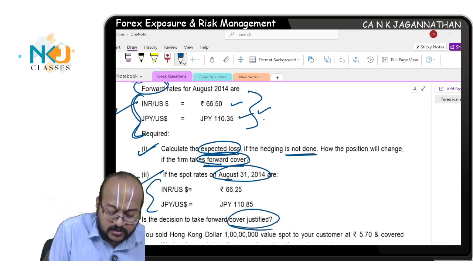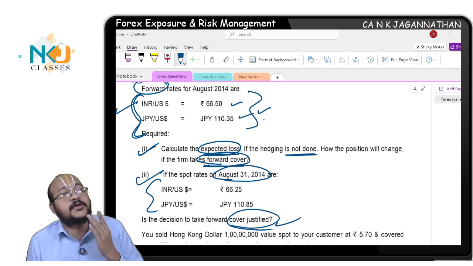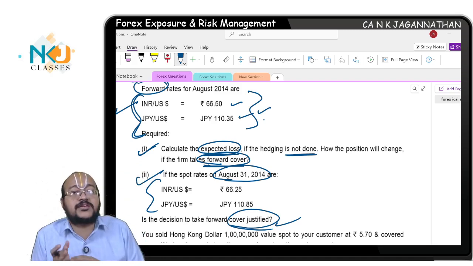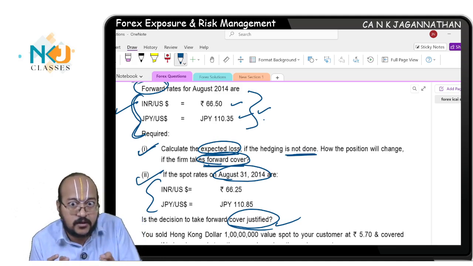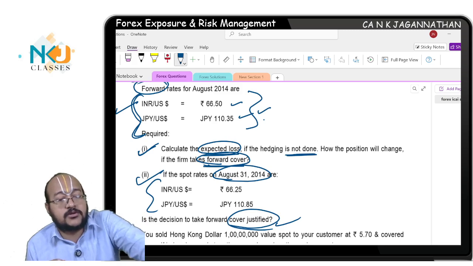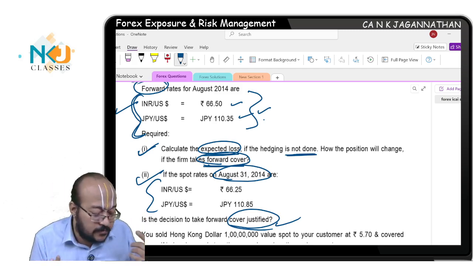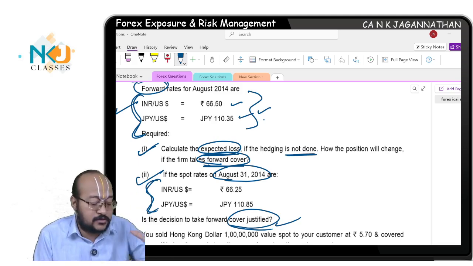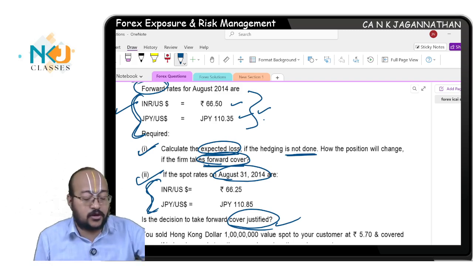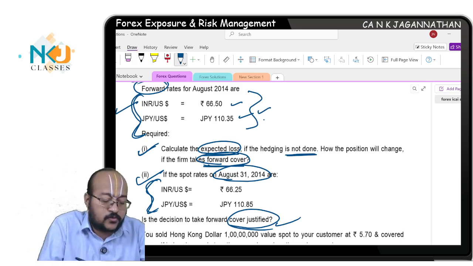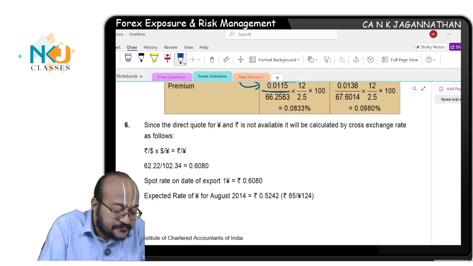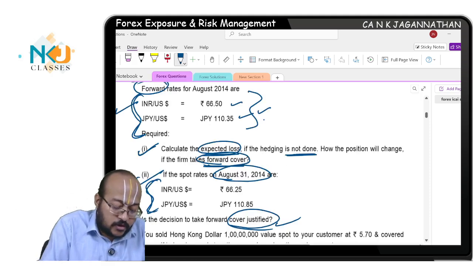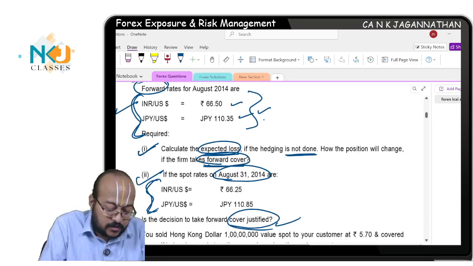is the decision to take forward cover still justified is what the question is asking. Which means you have already taken forward cover, but earlier you compared with the estimated number. This is just estimation. Really, on the date of maturity, the spot price could be something different. Here they have given that on 31st August this is the spot price, so what would be the gain or loss? All the situations given, we will try to compute. Shall we see question number 6 here?